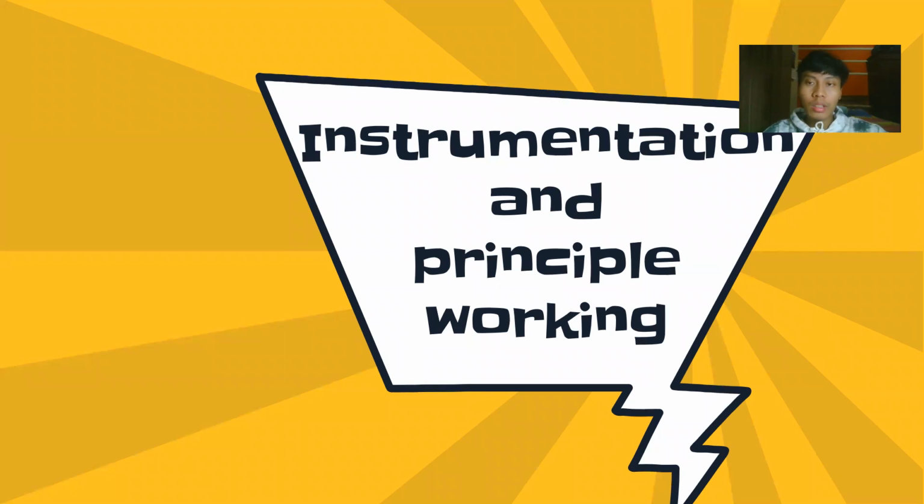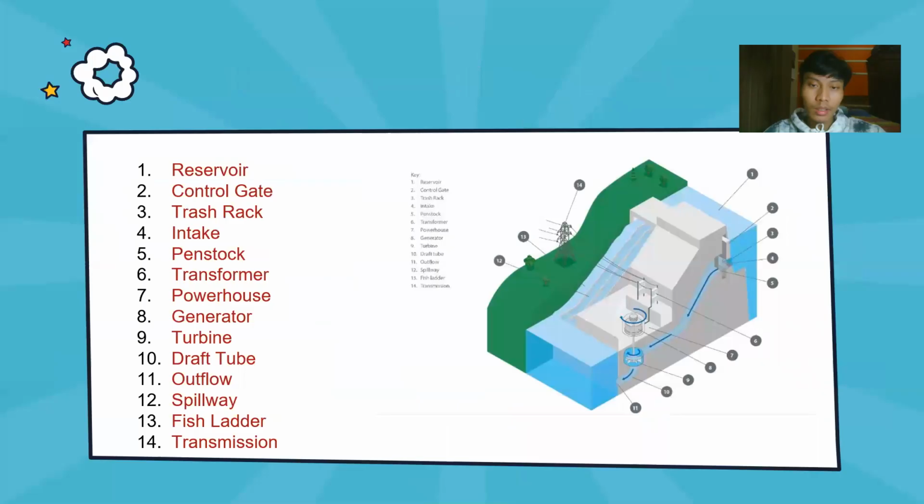Now is the instrumentation and working principle. There is an instrumentation and working principle diagram of hydropower plants. There is a guide from number 1 till number 14. In number 1, we can see the reservoir. The reservoir is a building that is used to hold water before it's channeled through water canals.